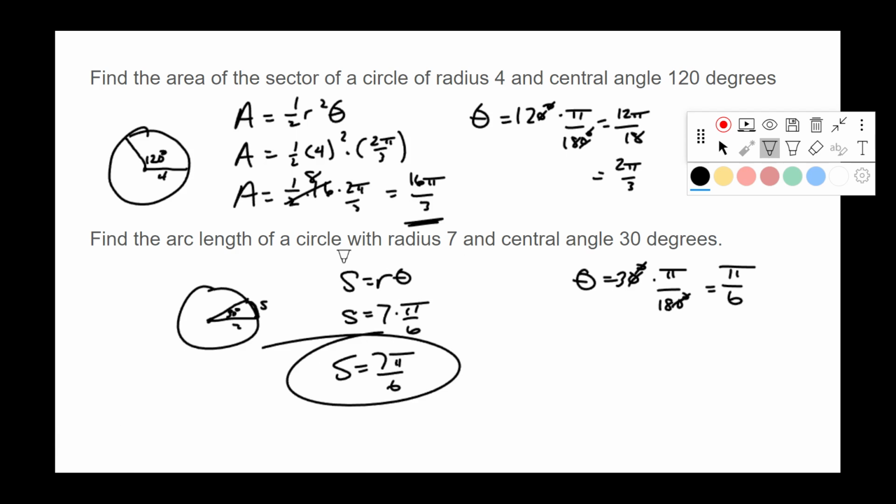Okay? And that's it. All right? That's how we measure angles, degrees and radians, and a bunch of different things we can do with them.